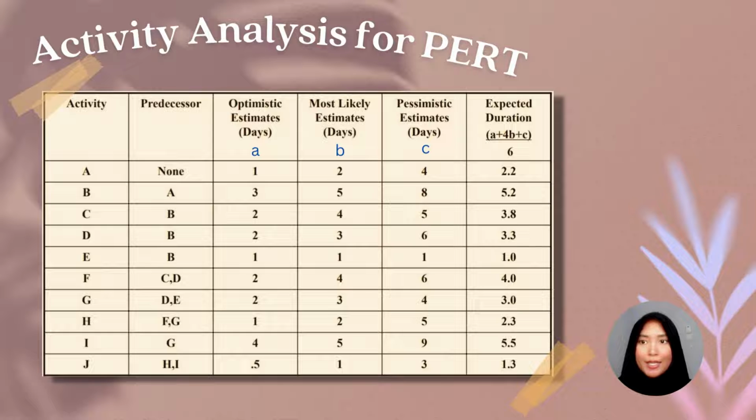So, as you can see here is the activity analysis for PERT. This table contains activity, optimistic estimate, which is equal to A, most likely estimate equal to B, and pessimistic estimate equal to C, and expected duration with the formula of A plus 4B plus C, divided by 6.